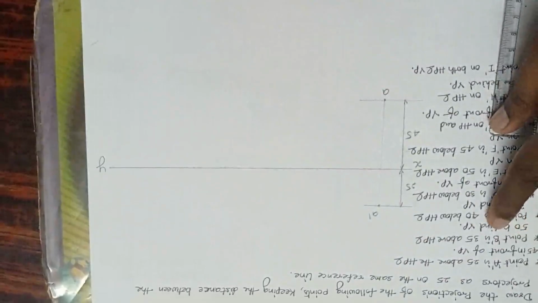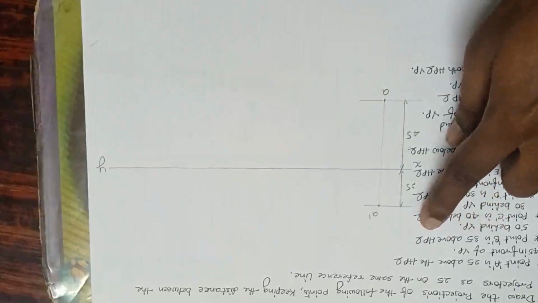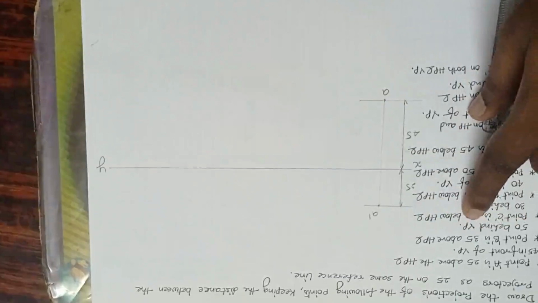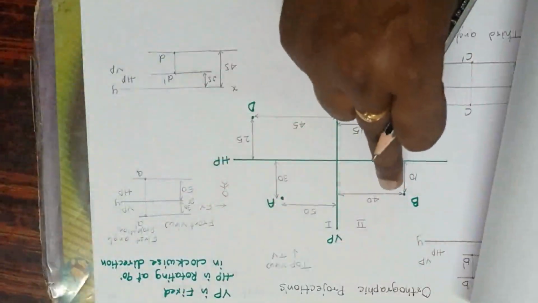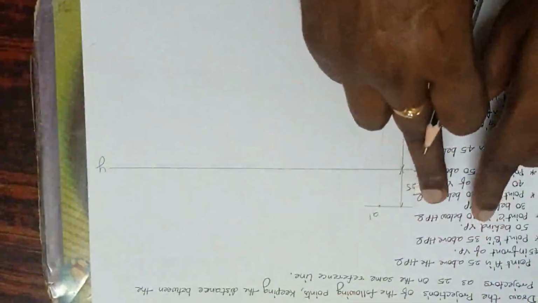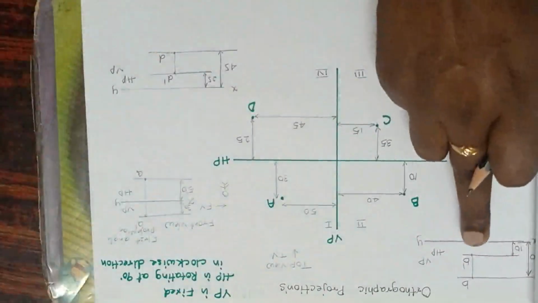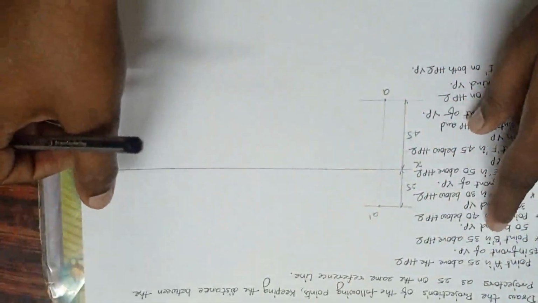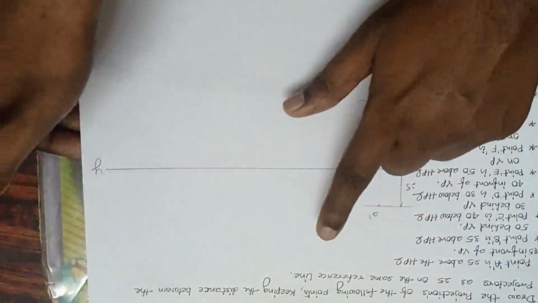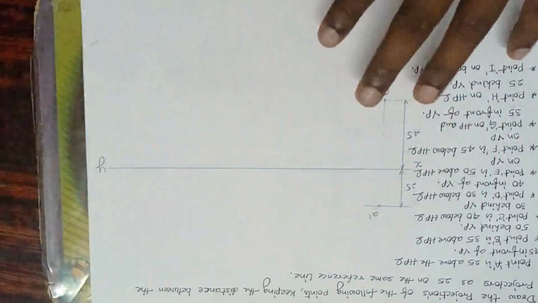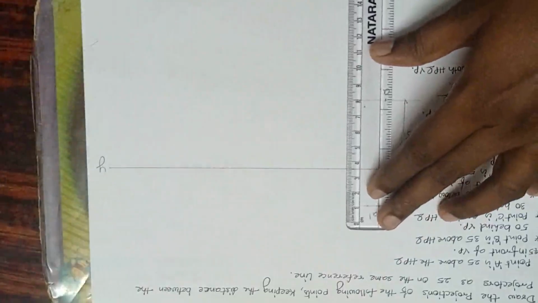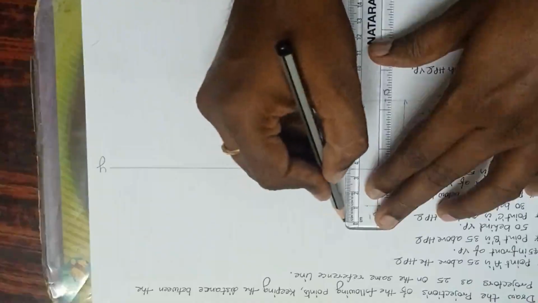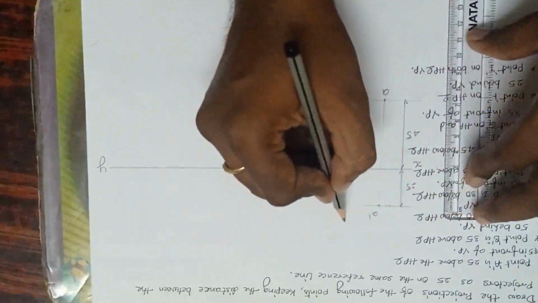Point B. Point B is 35 above the HP and 50 behind the VP. It means it is falling in the second quadrant. See here, 35 above the HP and 50 behind the VP means second quadrant. It means both the planes are above the reference line, so I have to show two projections above the reference line. Now, distance from HP, how much? That is 35. I'll show here, this is 35.